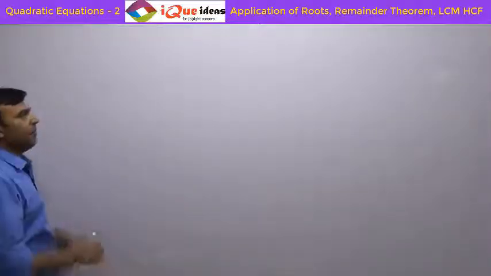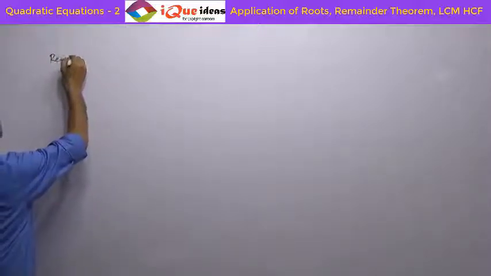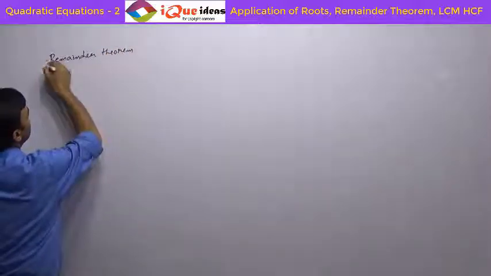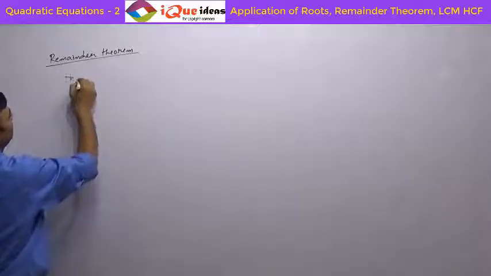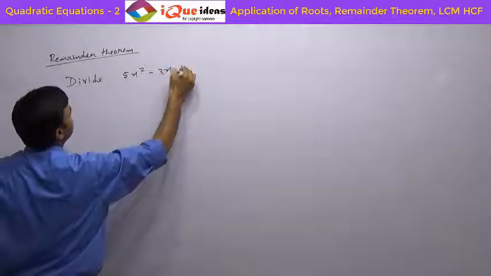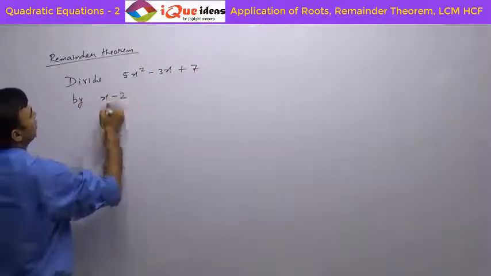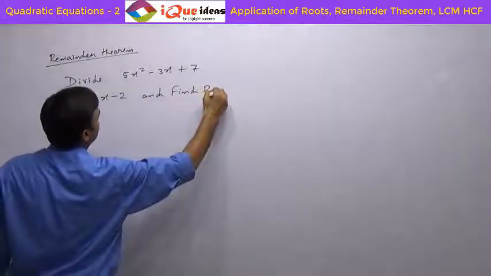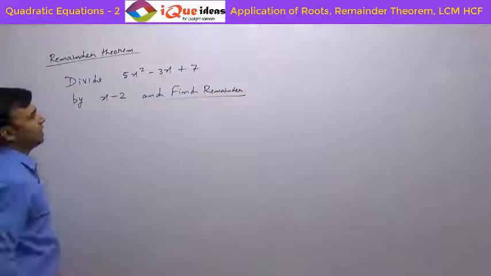Now we come to a very important part, that is remainder theorem and factor theorem. So first we will take remainder theorem, right? Let's take up an example and we'll try to understand from here. Divide 5x square minus 3x plus 7 by x minus 2 and find remainder. Right? So we have to divide something by something and we have to find remainder.